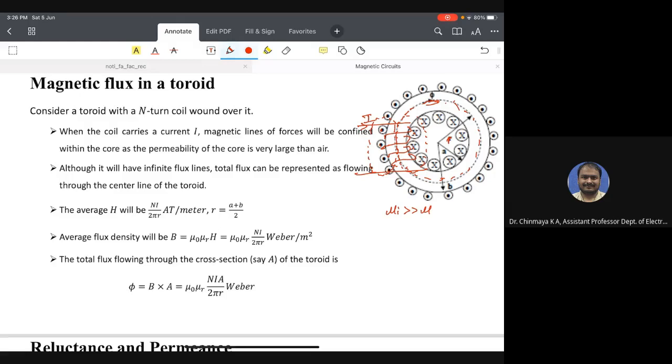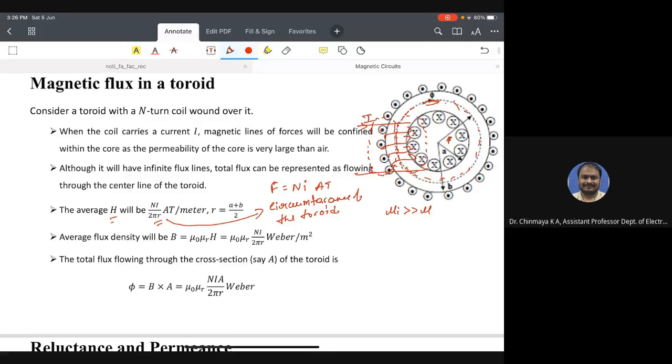So we can write the mmf F as F is equal to N into I ampere turns. The magnetic field intensity H can be written as NI divided by 2 pi r, where 2 pi r is the circumference of the toroid.